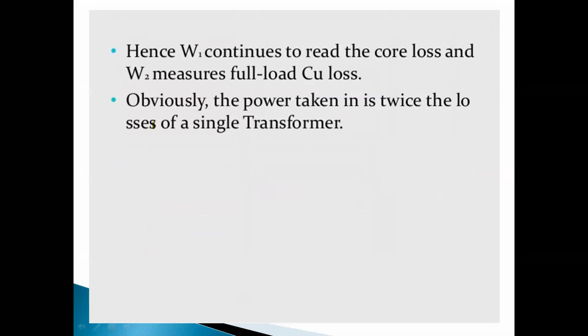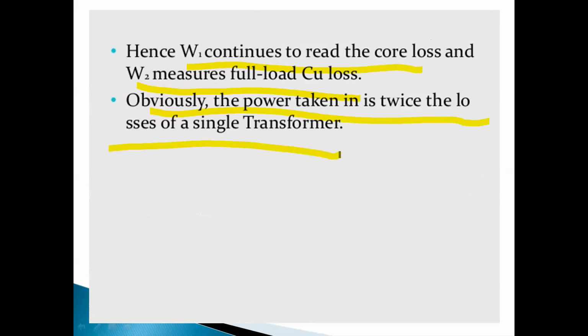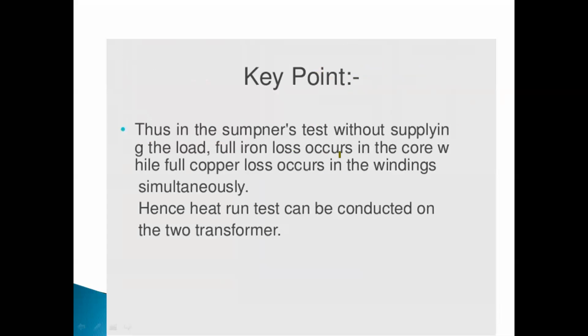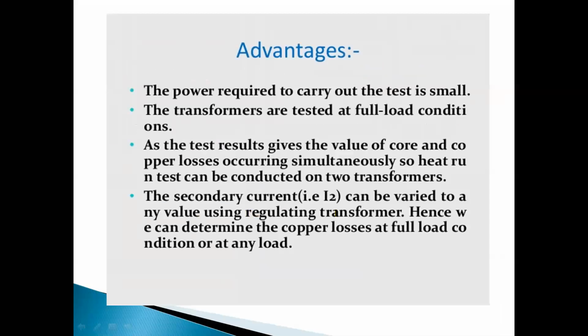Hence W1 continuously reads the core losses, and the full load copper loss in the two transformers. So obviously the power taken is twice the losses of a single transformer. This is the Sumpner's test: without supplying load, full iron loss circulates along with full load copper loss in the windings simultaneously. Hence, the heat run test can be conducted on the two transformers.